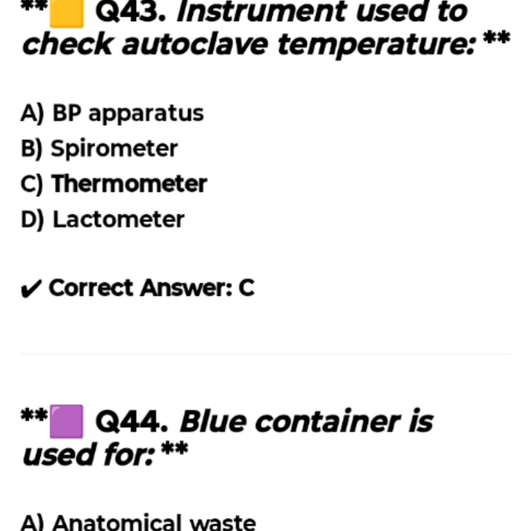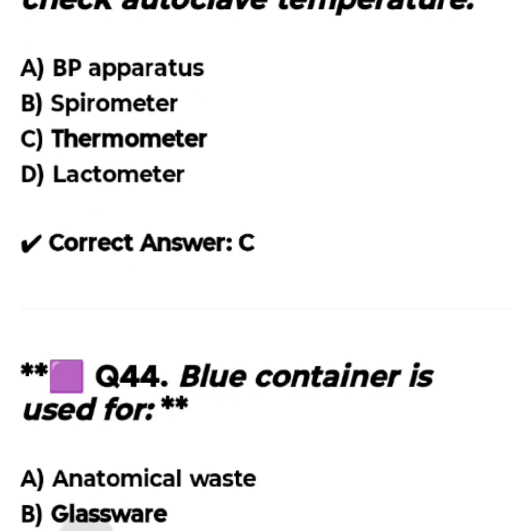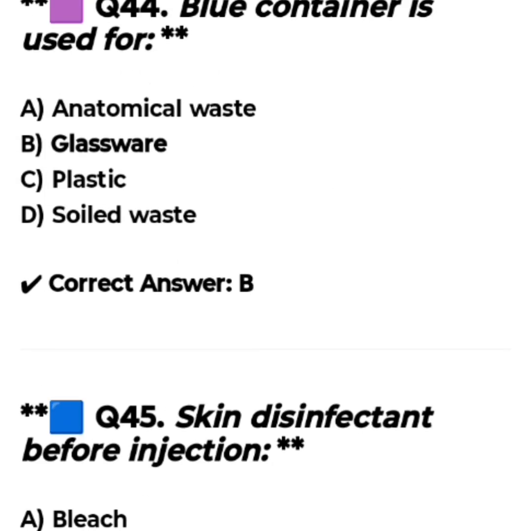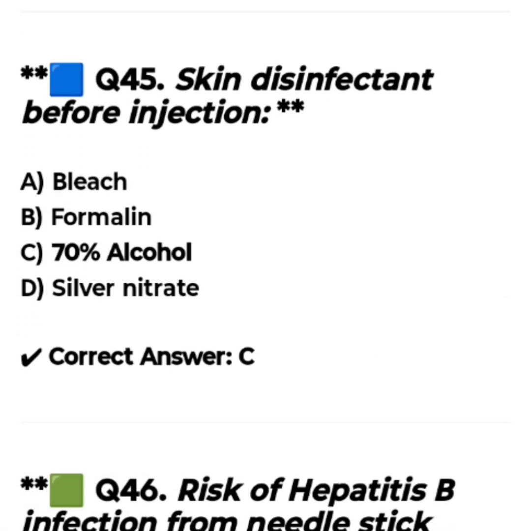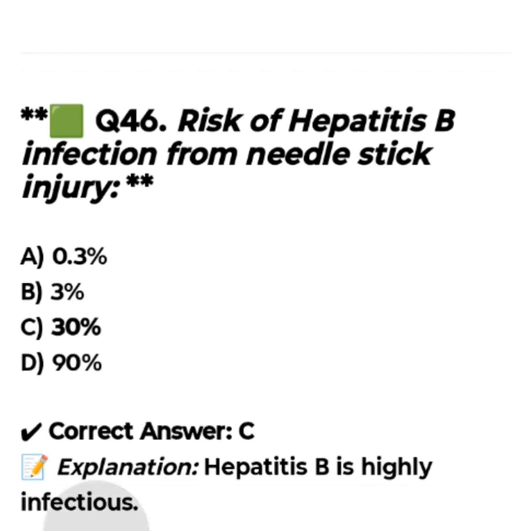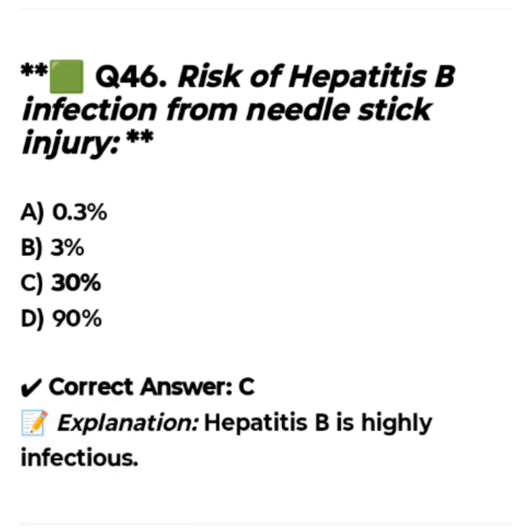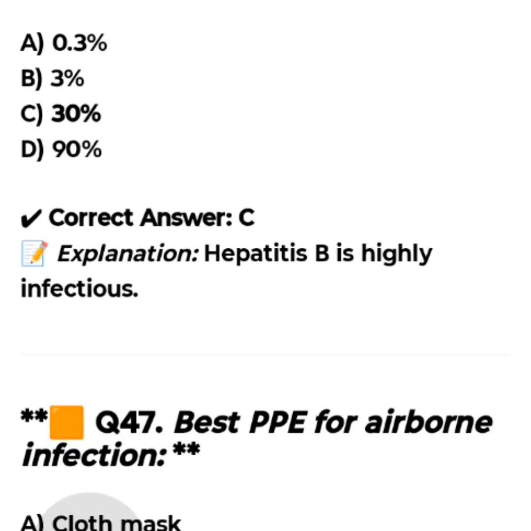Instrument used to check autoclave temperature. The correct answer is option C, thermometer. Blue container is used for. The correct answer is option B, glassware. Skin disinfectant before injection. The correct answer is option C, 70% alcohol. Risk of hepatitis B infection from needle stick injury. The correct answer is option C, 30%.